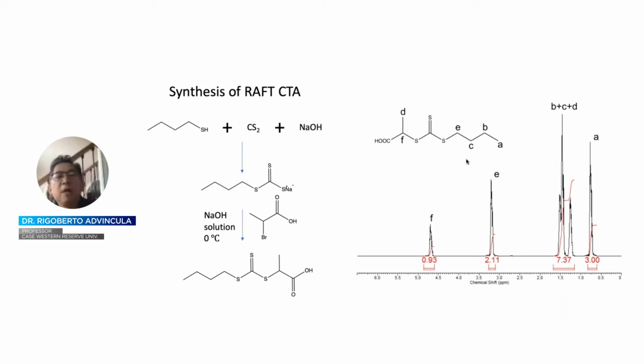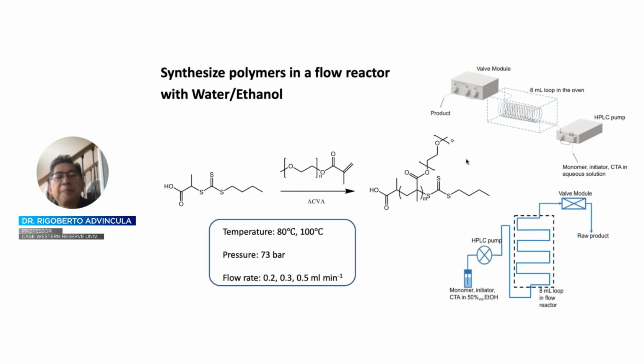So we used essentially a PEG methacrylate monomer, or PEGMA. We use a water-soluble AIBN-like initiator. The reaction was done at a higher temperature of 80 to 100 degrees C, pressurized up to 73 bar, and then we control the flow rate.